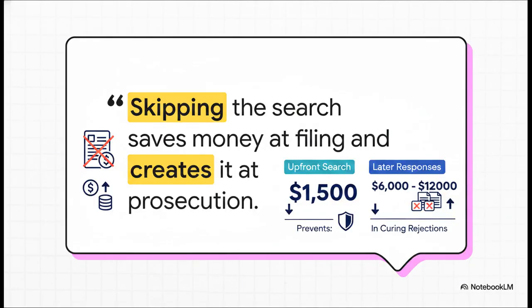Which brings us right back to that core tension we talked about. A prior art search before drafting allows us to scope your claims around the existing landscape rather than just filing broad claims blindly. Skipping this search might save you a little bit of money at filing, but it virtually guarantees multiple, highly expensive office action rejections later. A $1,500 search on the front end can easily prevent $6,000 to $12,000 in prosecution responses on the back end.